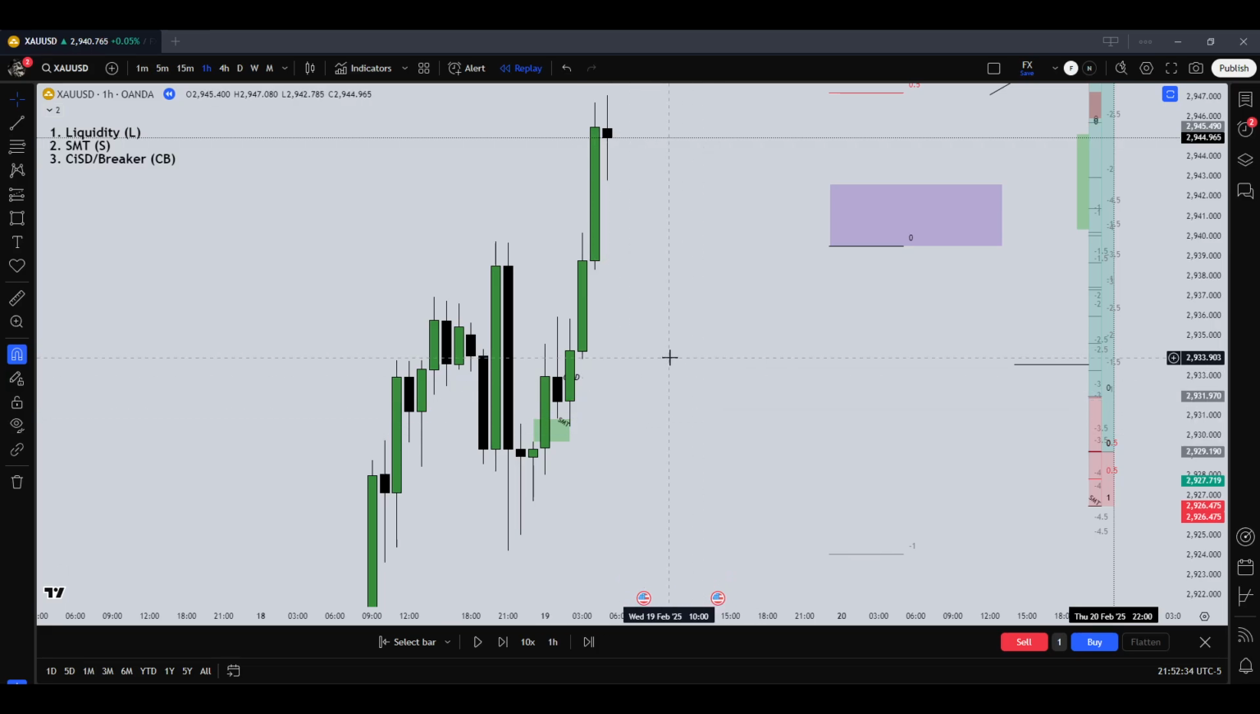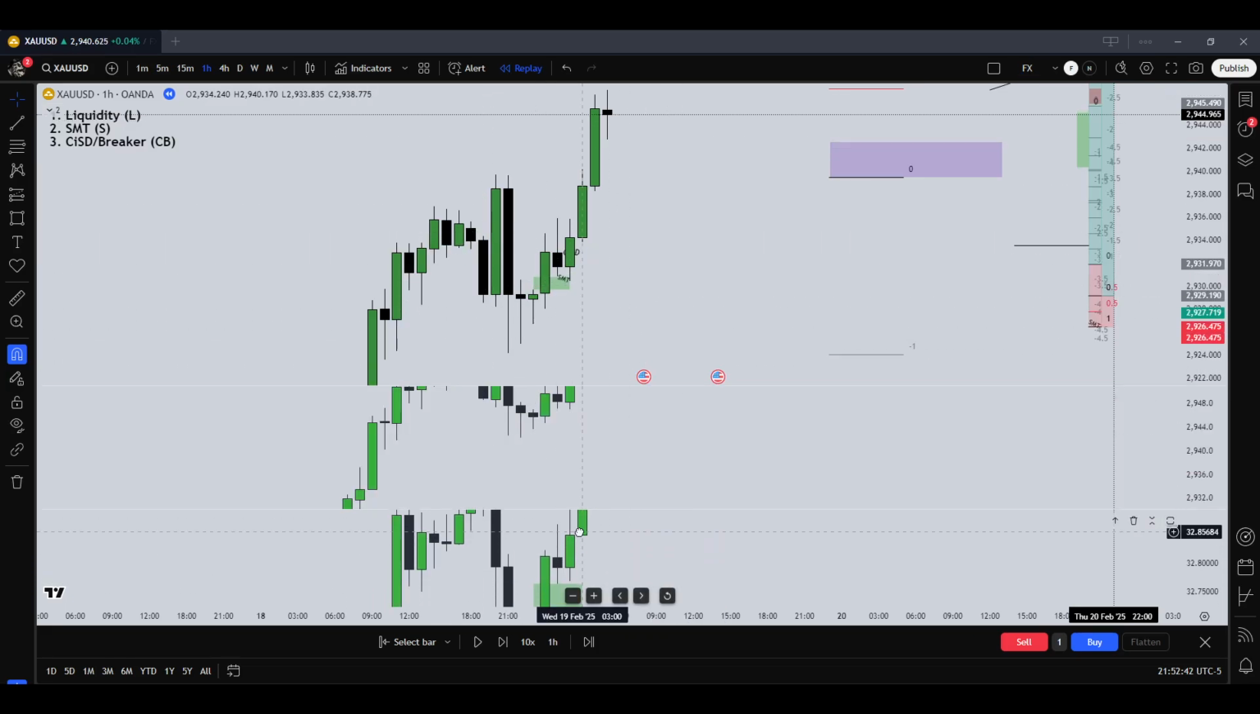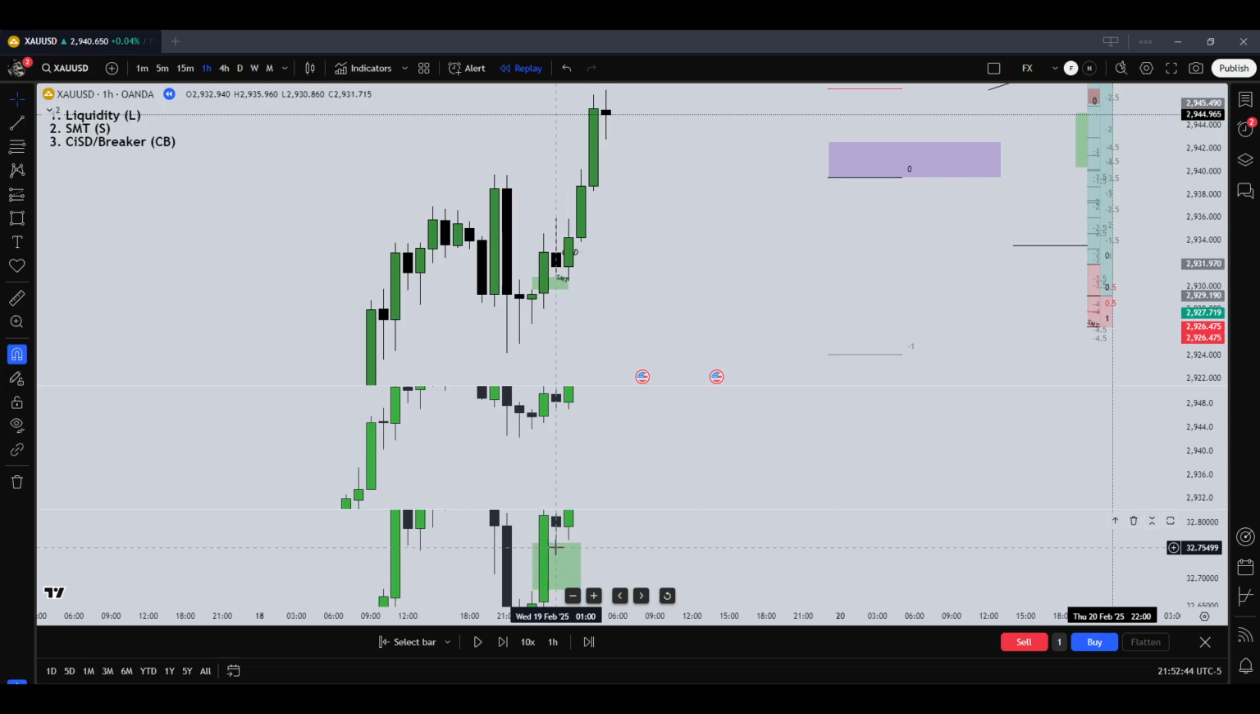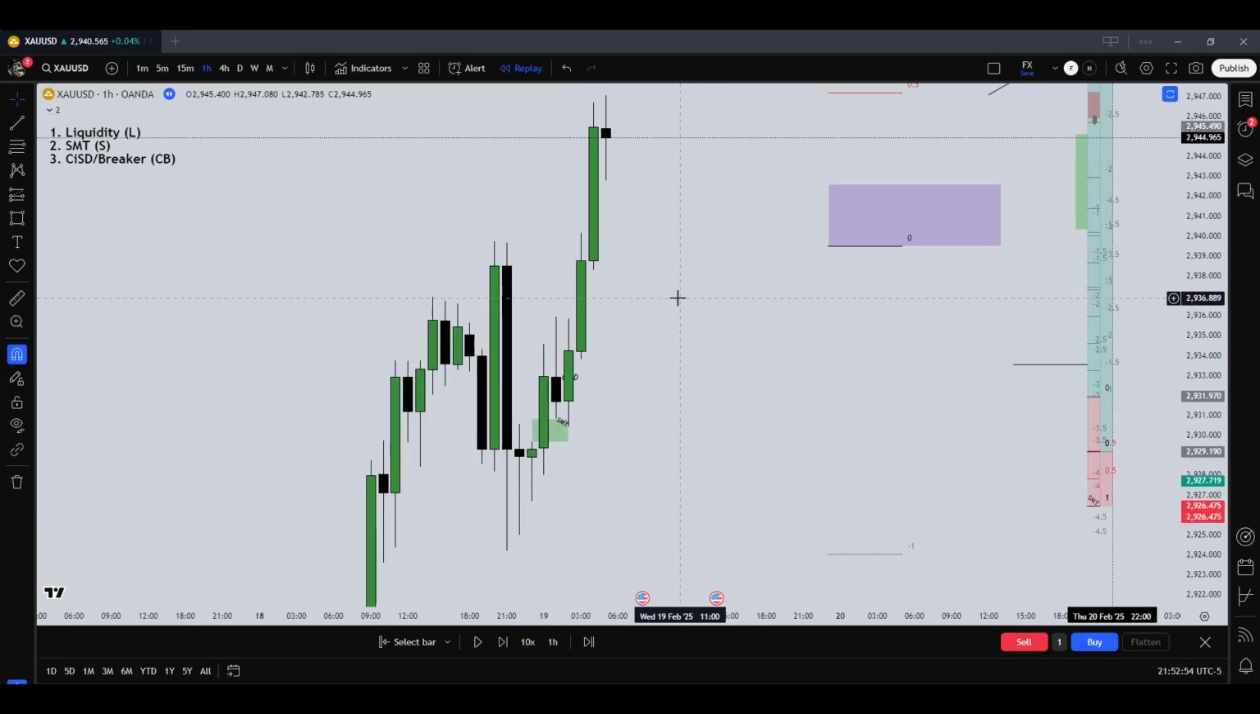So in terms of SMT, right, we have a crack in correlation at these lows, which tagged the BSI. Why? Because the bottom one is the silver chart. You can see we left behind this BSI on silver. We created a higher low. On gold, we created a lower low. So that's SMT. So that's step 1 and step 2 of the model done.